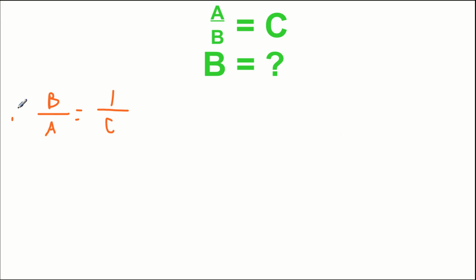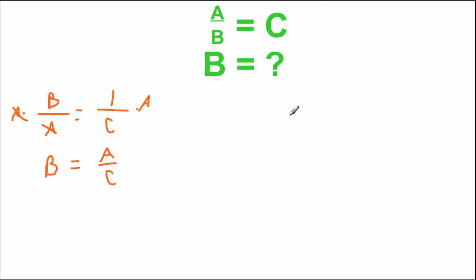Then I would just multiply by A. So I multiply by A, those cancel. So I got B equals, any multiplication goes on top. So we got B equals A divided by C. So that's one option, okay?